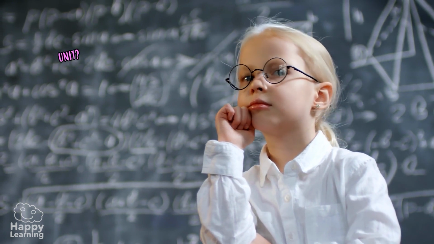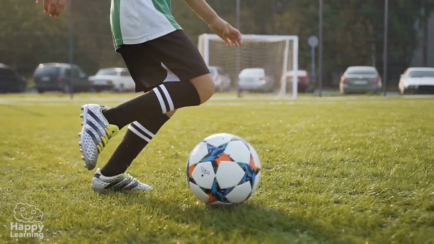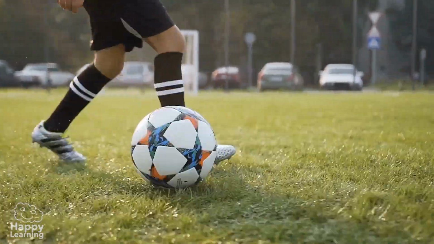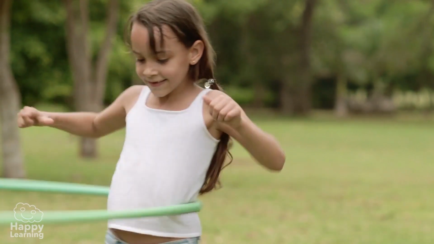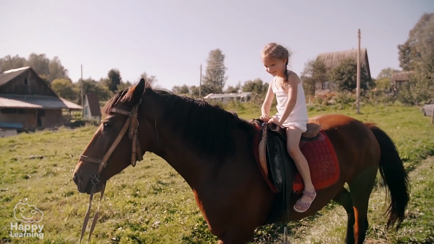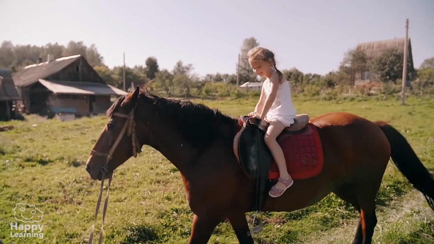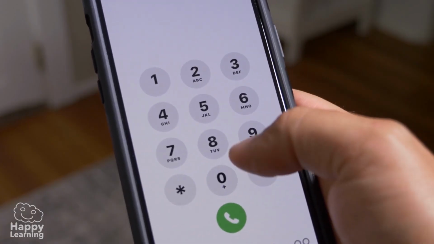Do you know what a unit is? It's very easy. Each element is called a unit. It could be anything. For example, a toy, a tree, or an animal. The units are represented by single-digit numbers.